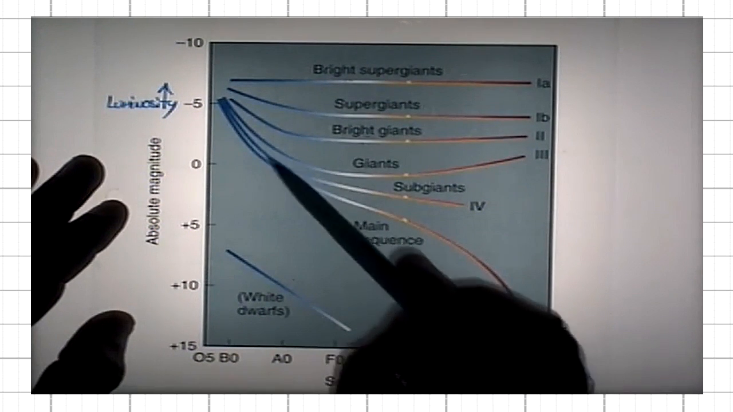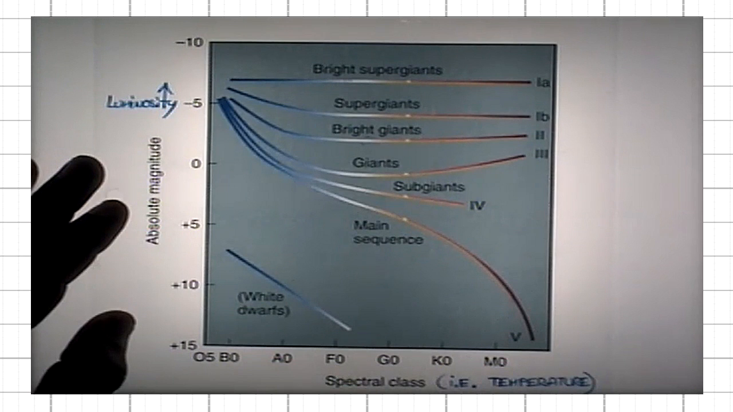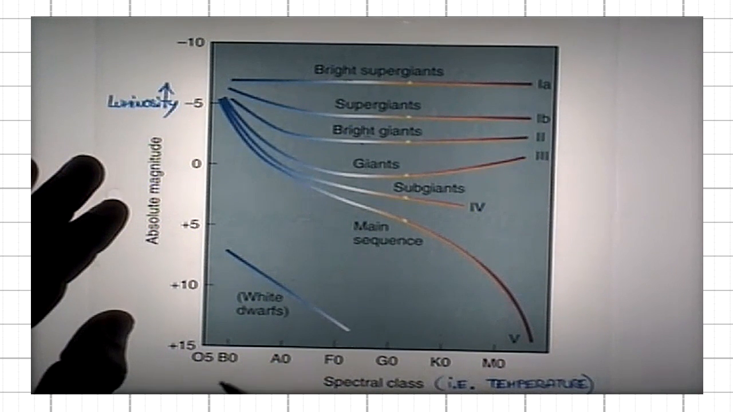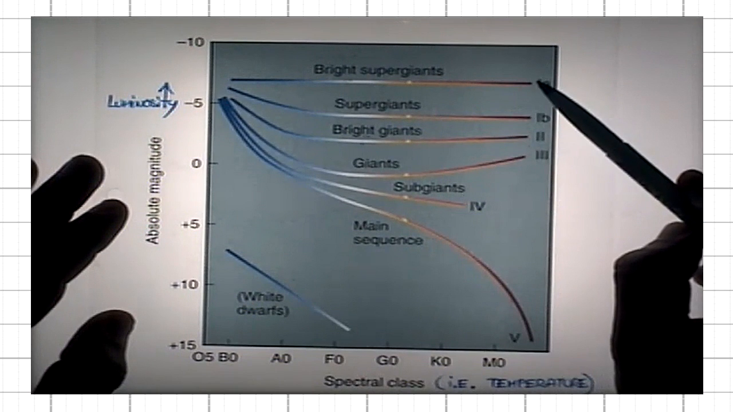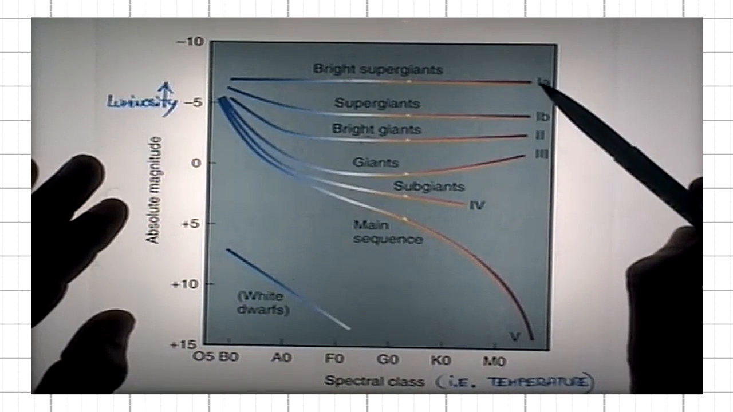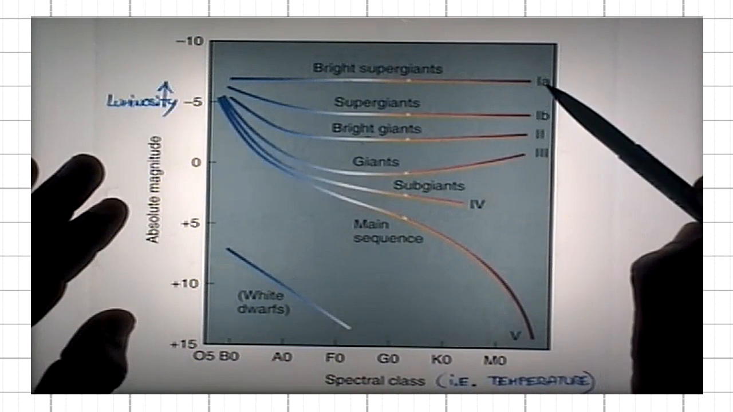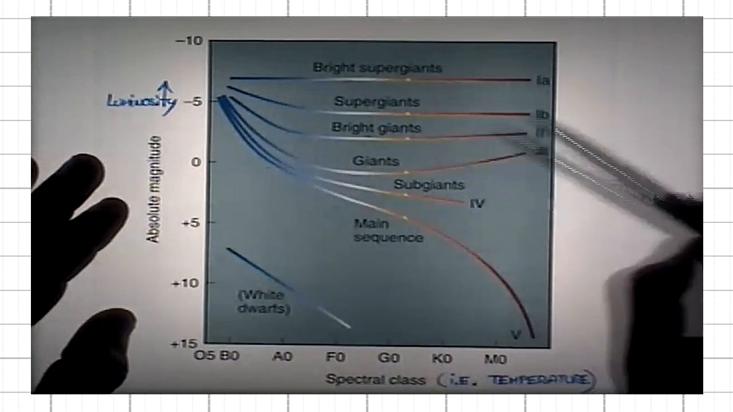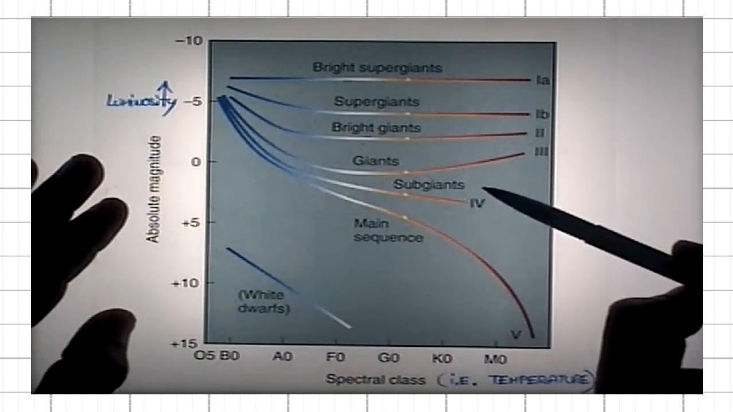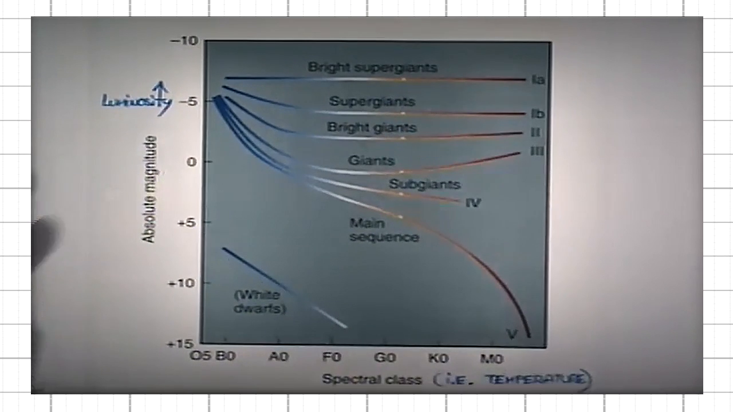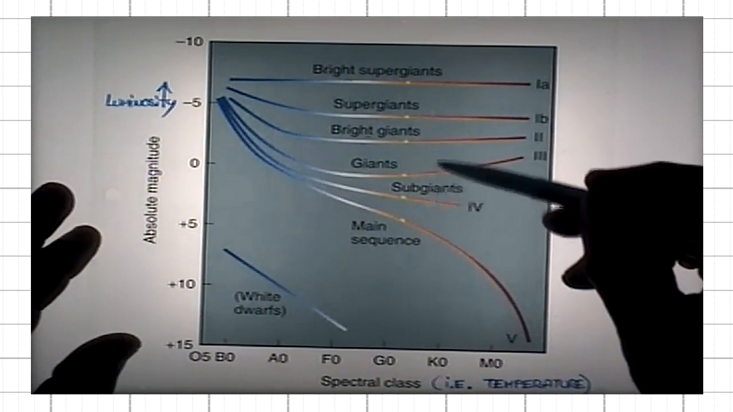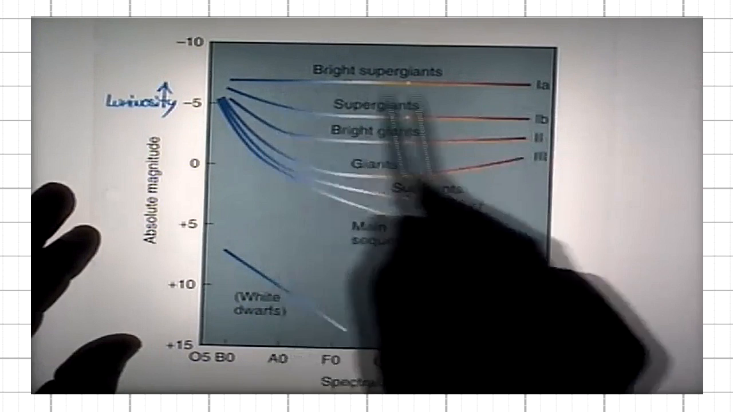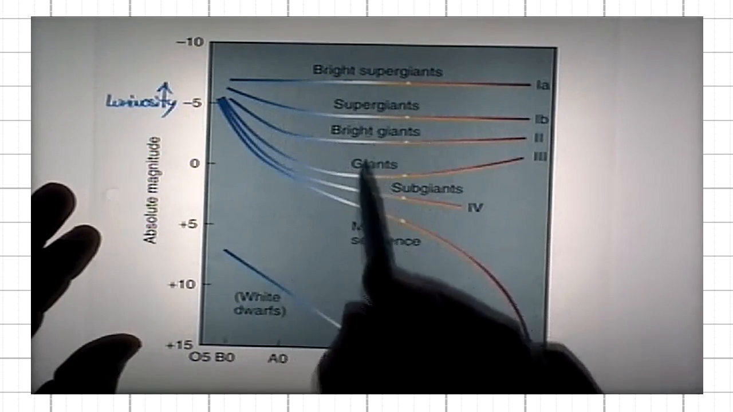So here is the main sequence. It's one luminosity class. Then it turns out that the giants can be divided further into several luminosity classes: bright supergiants 1A, supergiants 1B, bright giants 2, giants 3, subgiants 4, and also white dwarfs form a separate luminosity class. So by looking at the details of the spectrum of a star, you can find out to which luminosity class it belongs, whether it's somewhere on this line, whether it's on this line, or which one.